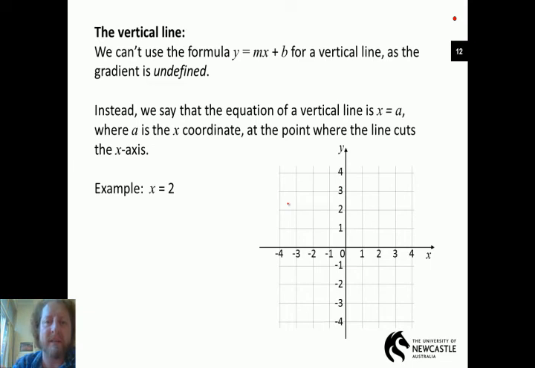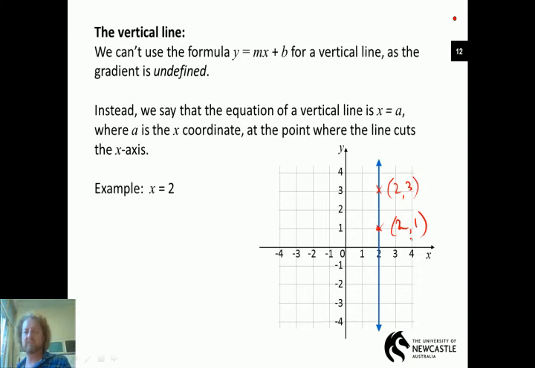This one talks about, well, I can't sub in, we say the gradient is undefined, so I can't just sub infinity or undefined in for the gradient. But we know that if y equals 3 was a horizontal line passing through y equals 3, I hope the logic exists that x equals 2 would be the vertical line passing through x equals 2. Anywhere I sit on that line, the y might change, but the x is always 2, despite what I wrote there. Great.